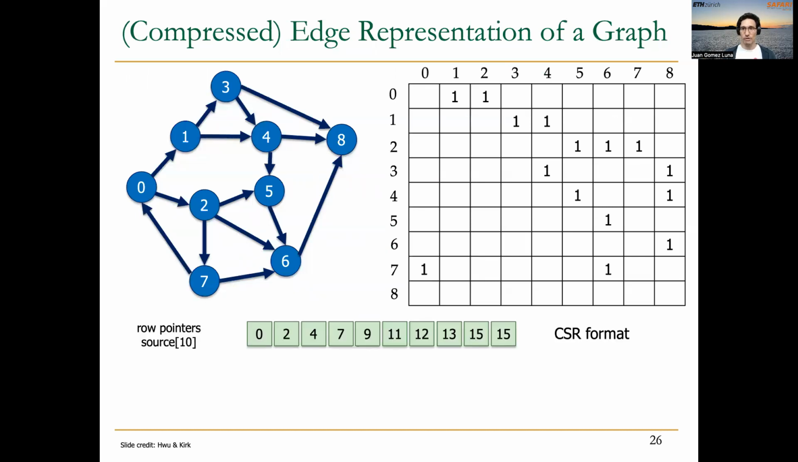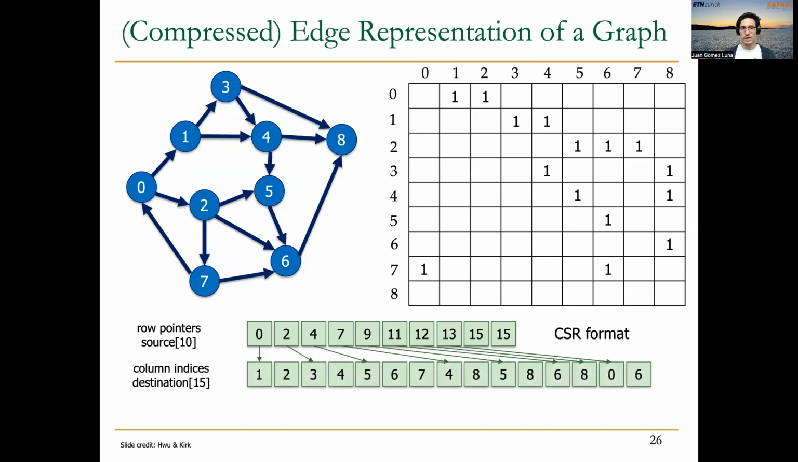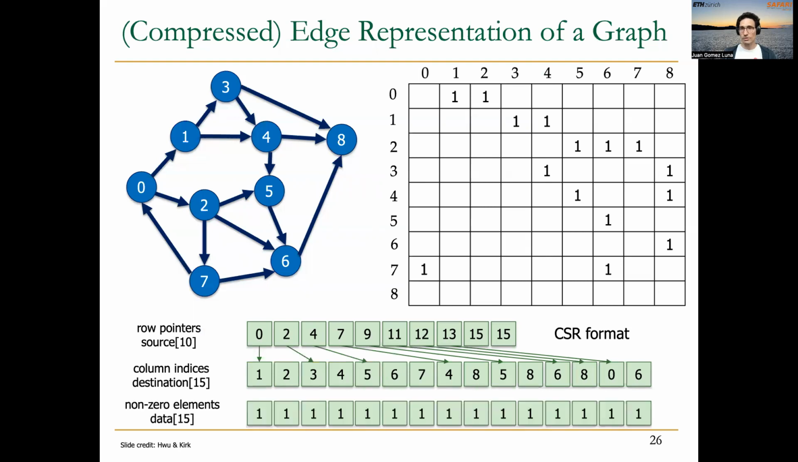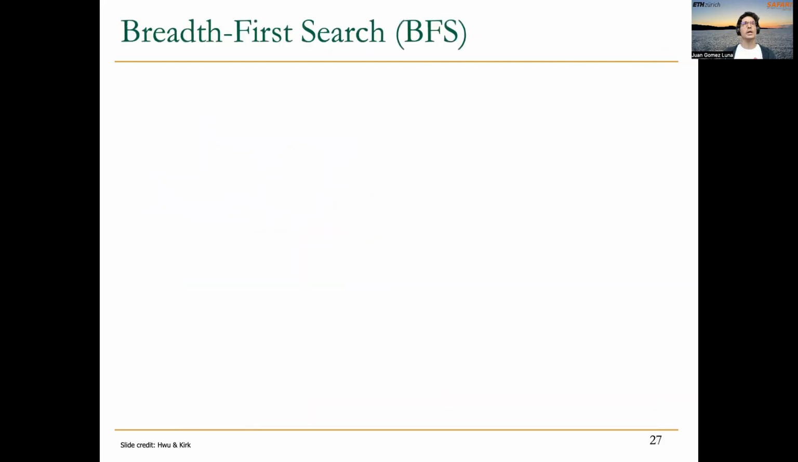Same as we have in the previous slide for CSR, here we have an array of row pointers that contains the source vertices, and then this array of row pointers points to the array of column indices that are the destinations of each edge, and finally the array of non-zero elements. In this case, all elements are 1 because this is an unweighted graph, so all edges have the same value.